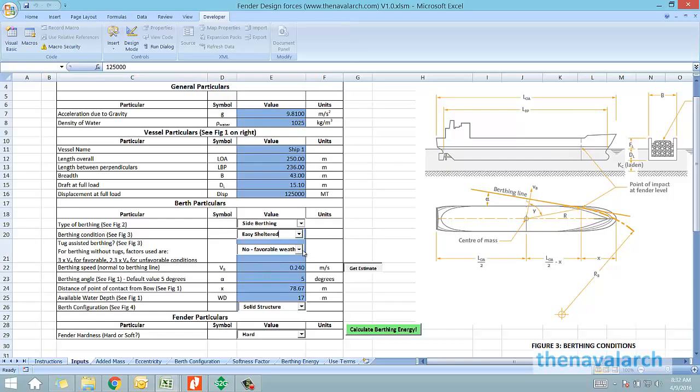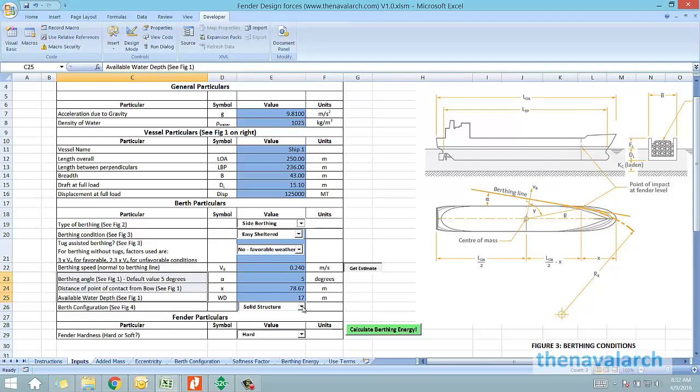The third option is whether it is a tug-assisted berthing. The next input is the berthing speed. The berthing speed can be either entered by the user, or the user can click the Get Estimate button to get an estimate of the berthing speed as per PIANC 2002. Then next inputs are berthing angle, distance of point of contact from bow, and the available water depth. The latter 3 inputs are only applicable for the side berthing option.